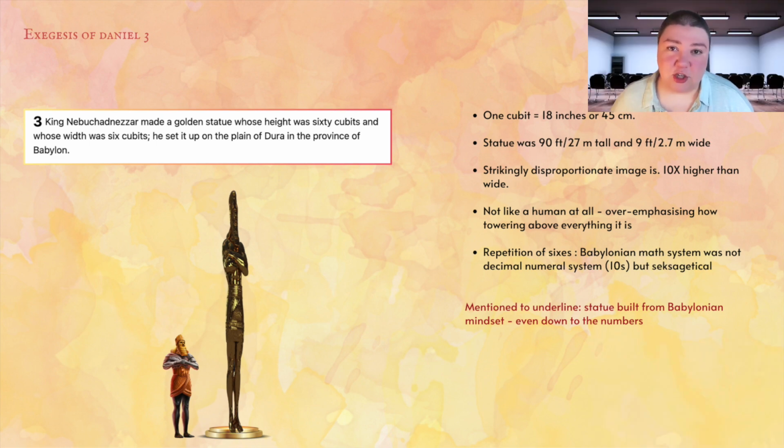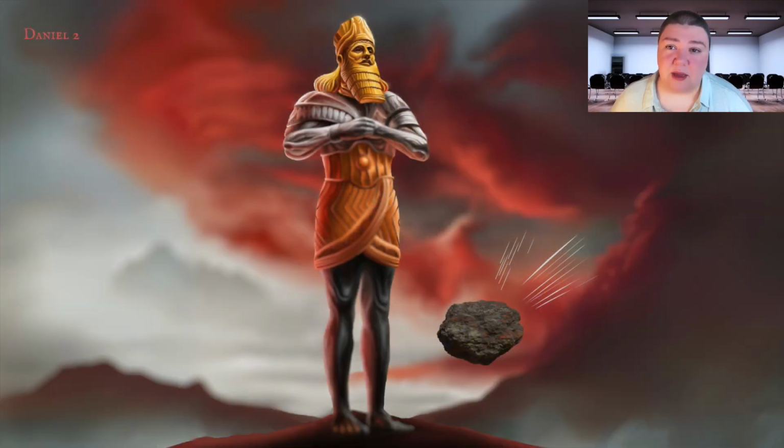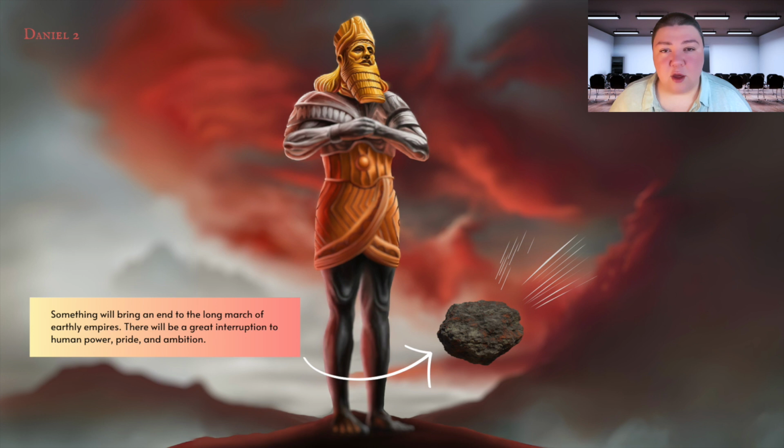Now again we come back to comparing chapter 2 with chapter 3. In chapter 2, in Nebuchadnezzar's dream of the statue, it ends with it being hit by a hurtling stone. The stone takes the feet out from under this statue of empires and brings destruction to it. The point here is that something will bring an end to the long march of earthly empires. The oppression of empire won't last forever. There will be an interruption to human power, pride, and ambition.